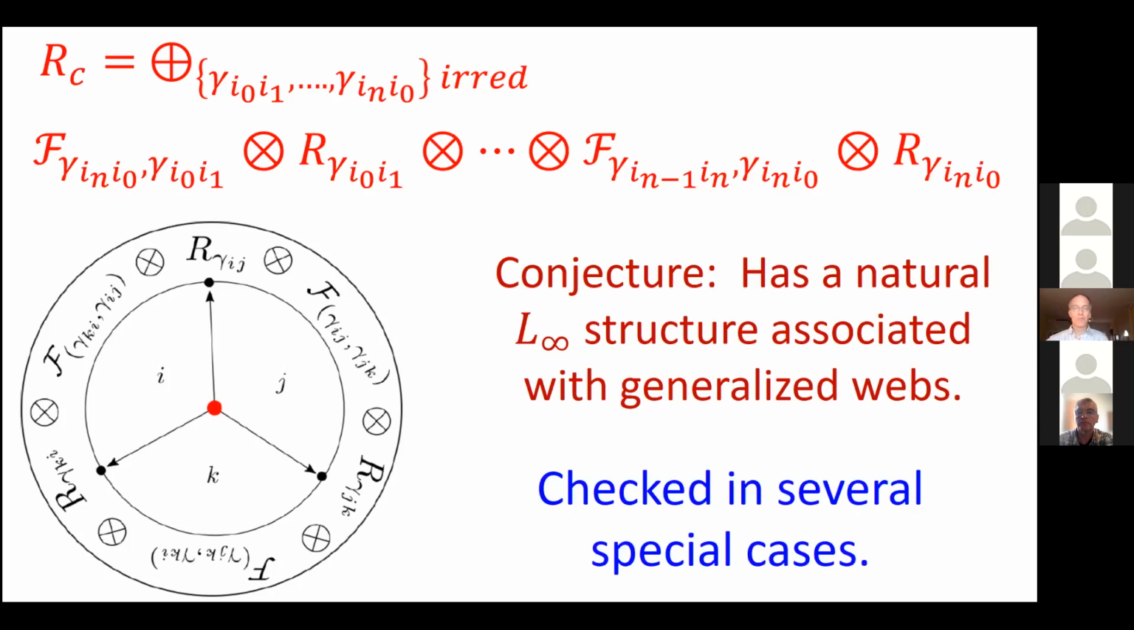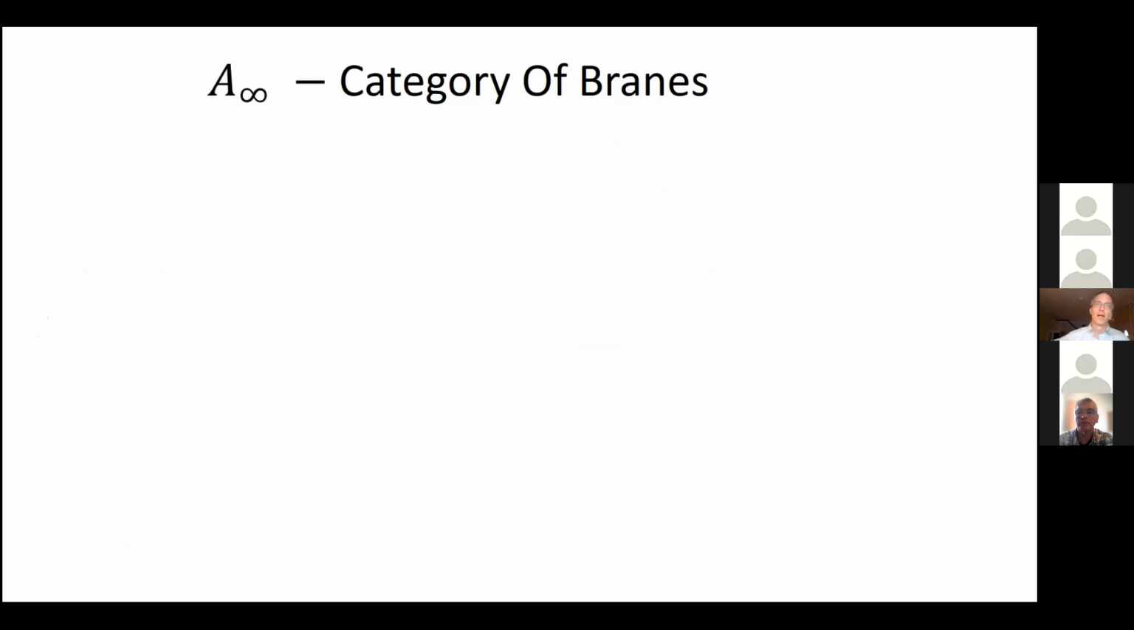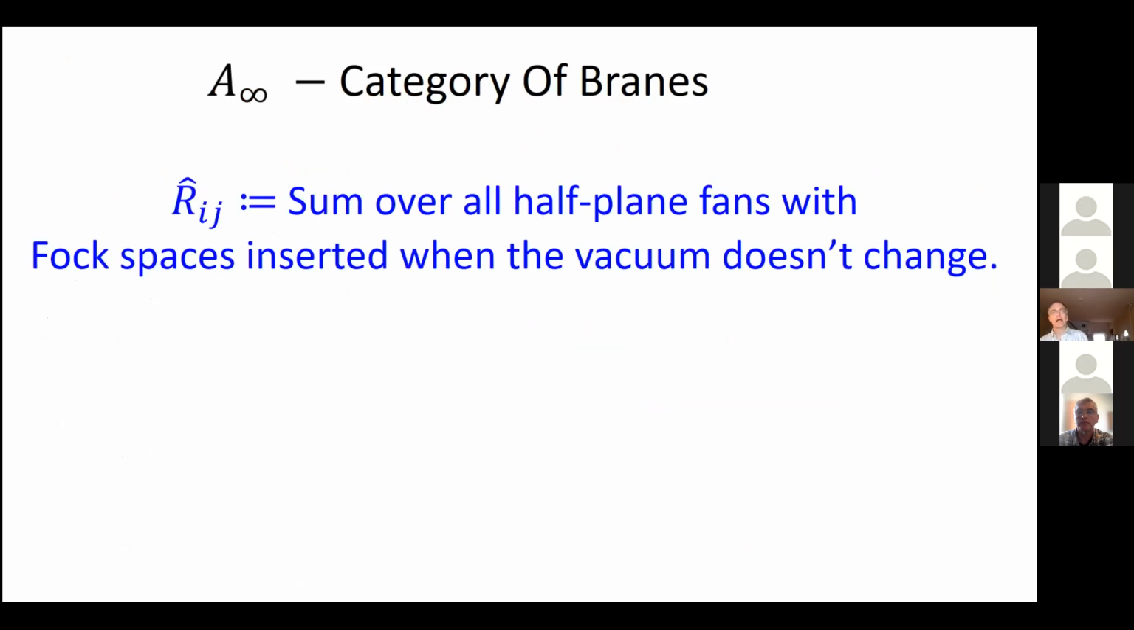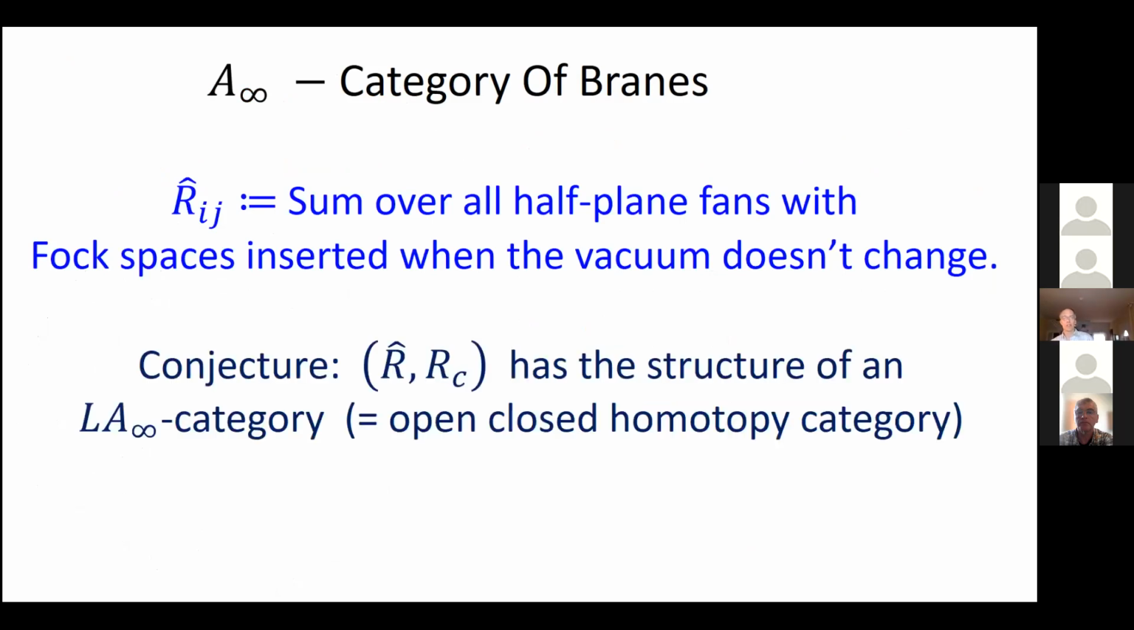We do not have a proof of that conjecture, but we did check it in several non-trivial special cases, including the CP1 model. Now, you can also define the A-infinity category of branes in a similar way. So the R-hat ij will be a sum over all the half-plane fans with Fock spaces inserted when the vacuum doesn't change. And then the conjecture is that R-hat and RC has, again, the structure of what GMW called an LA-infinity category, but I think the more standard math terminology is open-closed homotopy category.